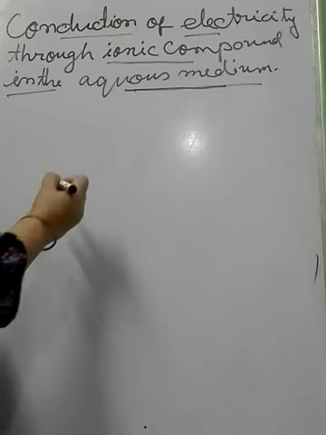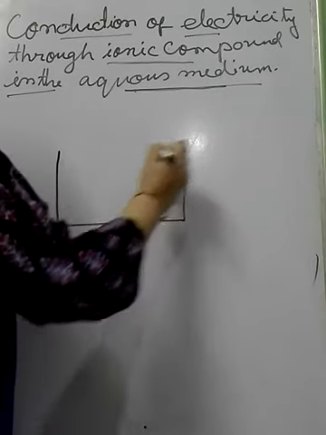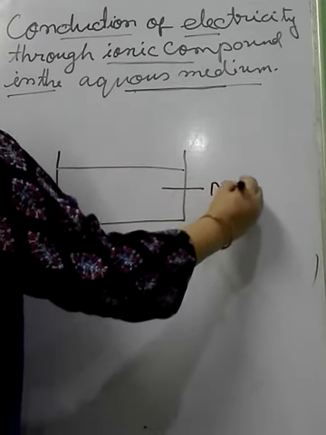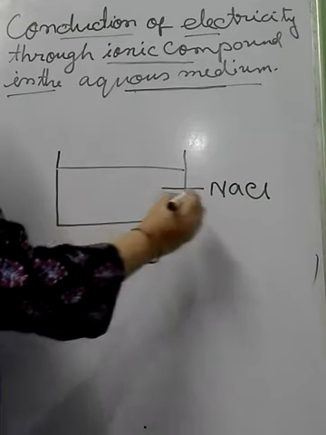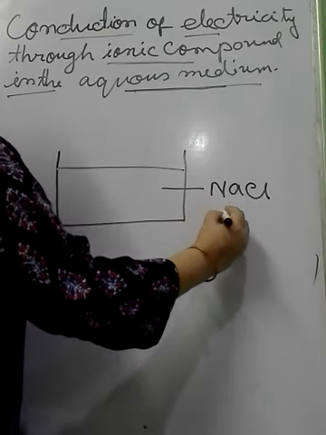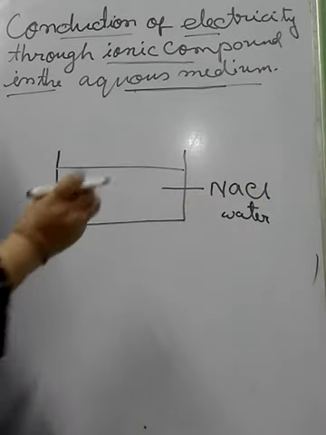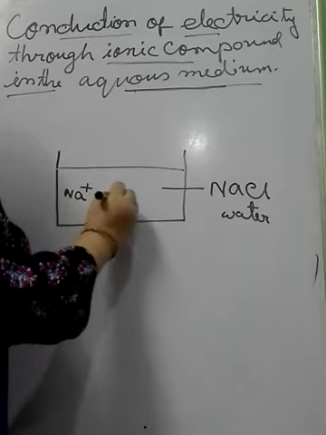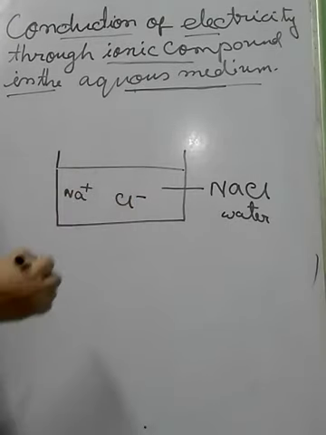Let me draw a diagram. Suppose this is a container. In this container, we are taking the salt solution of sodium chloride, sodium chloride mixed with water. As a result, the ions will be dissociated. So we will have sodium cation and chloride anion. Millions of ions are there in this solution.